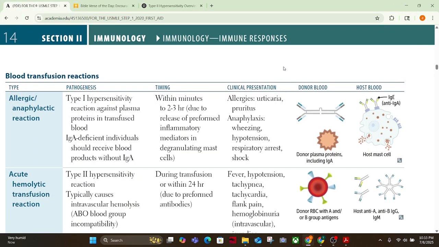So, blood transfusion reactions. Allergic anaphylactic reaction. Pathogenesis, you have a type 1 hypersensitivity reaction against plasma proteins in transfused blood. IgA deficient individuals should receive blood products without IgA. The timing is within minutes to 2 to 3 hours due to release of preformed inflammatory mediators and degranulating mast cells. Clinical presentation includes urticaria, pruritus, anaphylaxis, wheezing, hypotension, respiratory arrest, and shock.